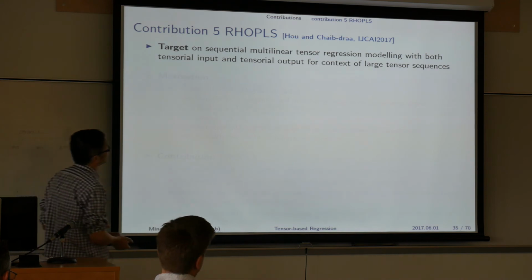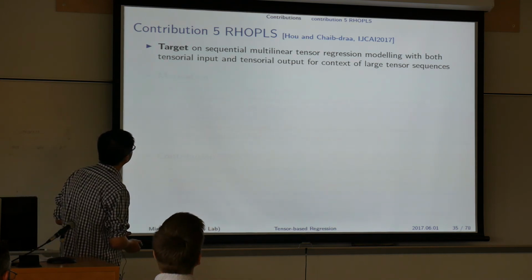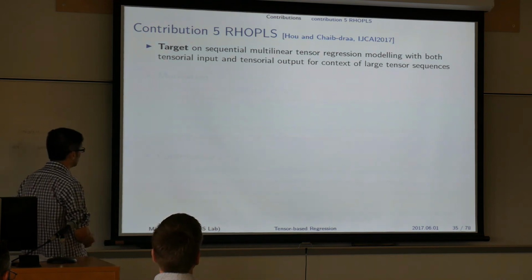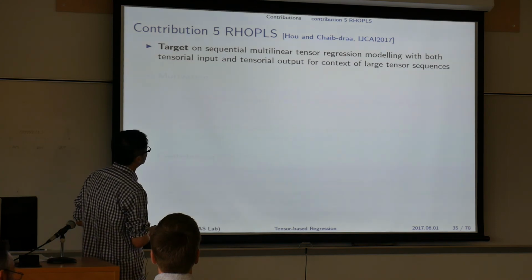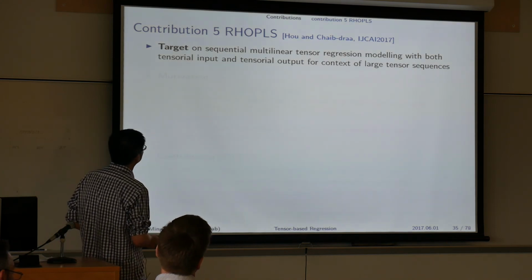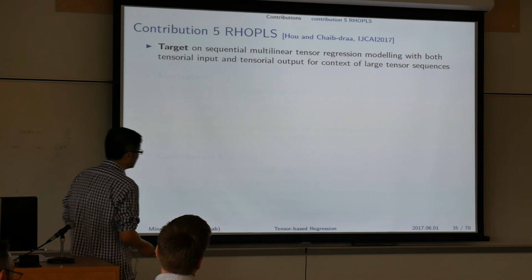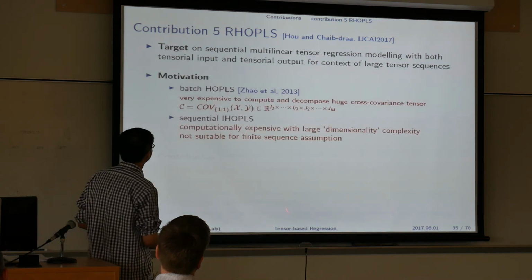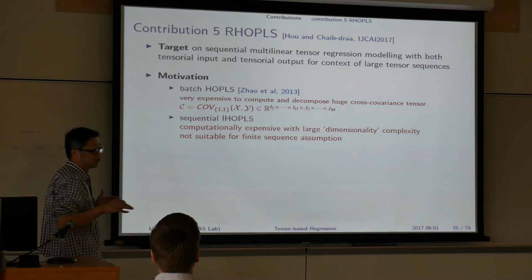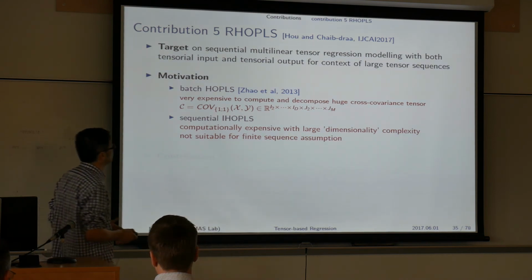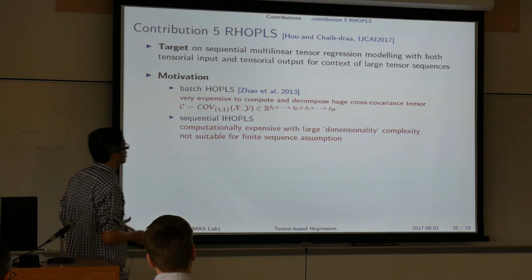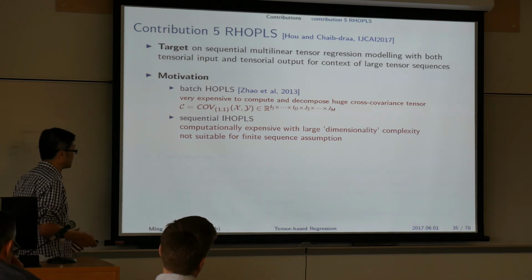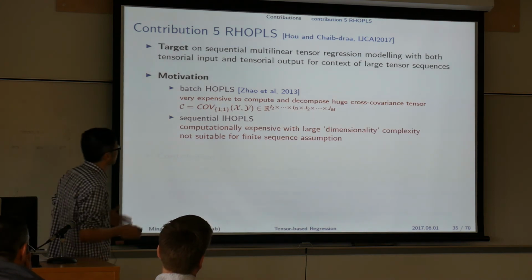This work will be published at ISHGAI this year, and is targeted at sequential multilinear tensor regression modeling with both tensor input and tensor output, in the context of large tensor sequences. The motivation comes from the fact that it is very computationally expensive to decompose and compute the huge cross-covariance tensor when using HOPRS for large sequences.